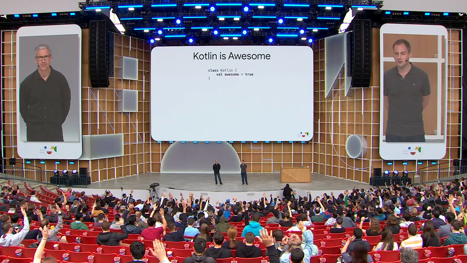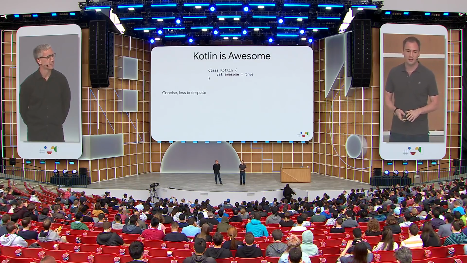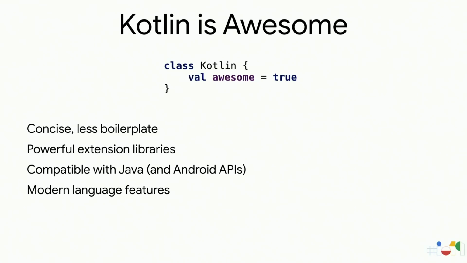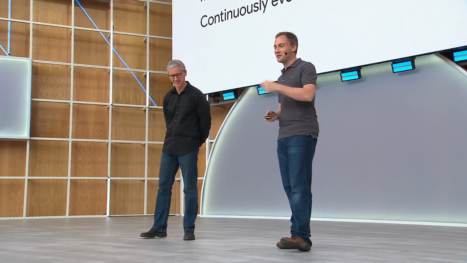All right, so Kotlin is awesome. Who's using Kotlin here? We don't really have to convince you that Kotlin is great, but just in case: it's concise, you have less boilerplate, and you get powerful extension libraries. We write our own. There's a bunch of Android X or Jetpack extension libraries for various APIs. It's fully compatible with the Java programming language, and therefore the Android APIs, which makes it very easy to adopt in your application. And it has a lot of modern language features like coroutines. Chet, what are coroutines? Things. And it's always evolving.